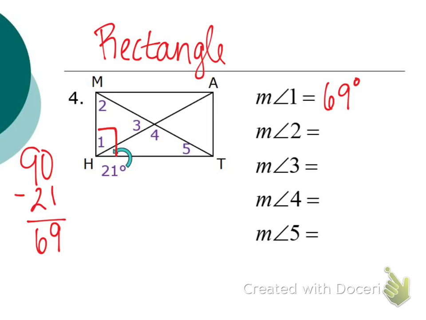Which angle do we want to find next? 2? Okay. How are we going to find angle 2? How do we think we're going to find 2? So we know this one in here is 69 degrees. So this one's going to be a little tricky. So what do we know about the diagonals of a rectangle?